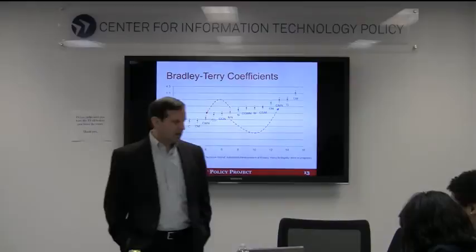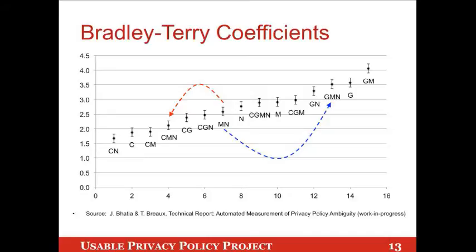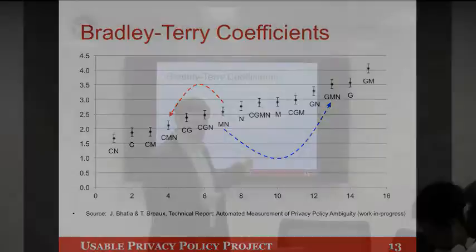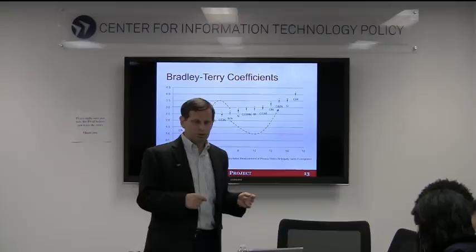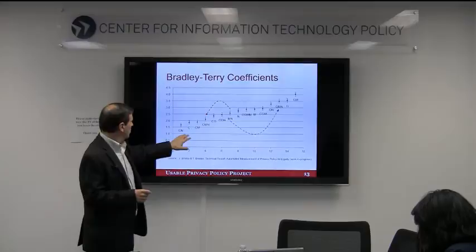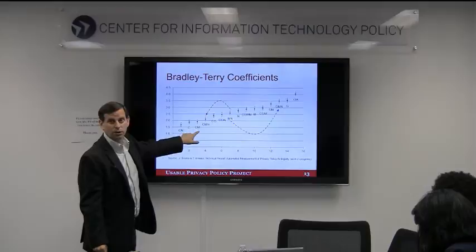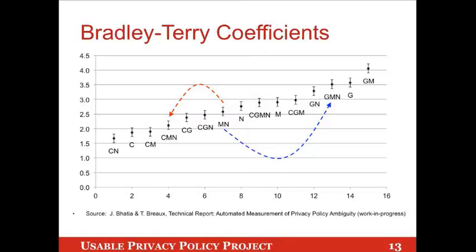From the study, they were able to calculate Bradley-Terry coefficients. This is getting into the statistics stuff that I rely on them for. This is a statistical convention that enables you to compare, using the pair comparison, how much of an effect different combinations have on users' understanding. So this graph shows the pair comparisons of different combinations of the categories. On the far end, this shows a condition and a numeric quantifier, CN. This is a condition and a modal term, CM. And what you find is these conditions and numeric quantifiers are pretty much equivalent.